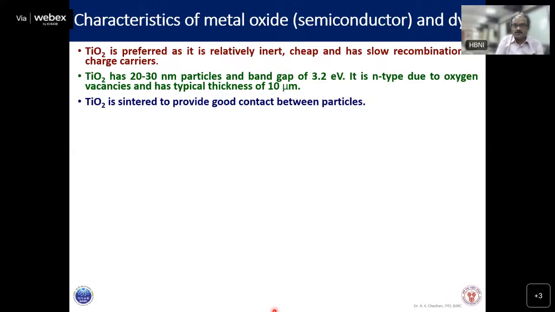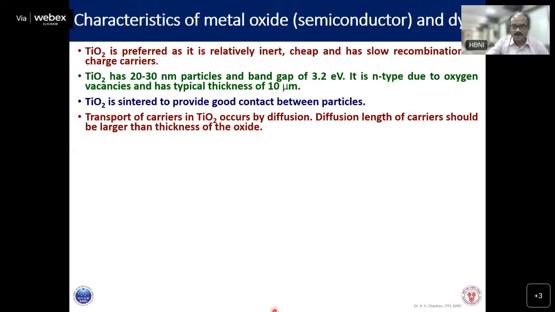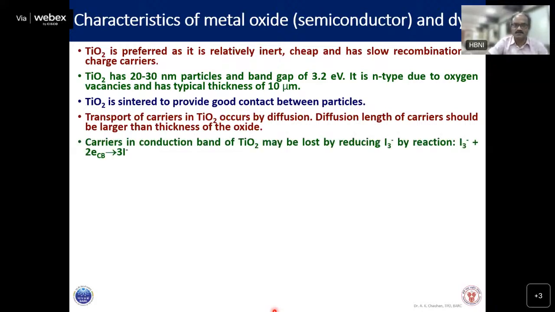Now this TiO2, the compact layer, is sintered to provide good contacts between the particles. The transport of carriers in TiO2 occurs by diffusion. The diffusion length of the carrier should be larger than the thickness of the oxide. It is obvious, in order to get the transport. So carriers in the conduction band of TiO2 may be lost due to reducing I3 minus by the reaction I3 minus plus 2 electrons, which are taken from the conduction band, giving 3I minus.